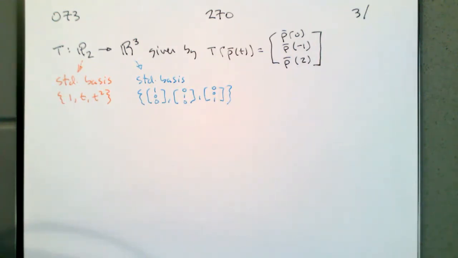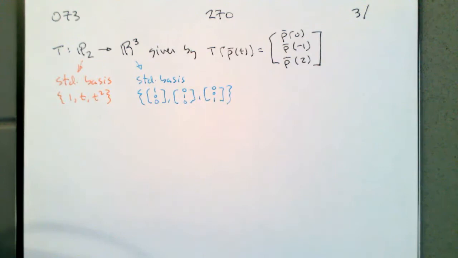Our standard basis for P2 is still 1, t, and t squared. Our standard basis for R3 is 1, 0, 0, 0, 1, 0, and 0, 0, 1. Oh, sorry, I read that as rows instead of columns. So in fact, it's 1, 0, 0, 0, 1, 0, and 0, 0, 1. What we want to notice this time is that we're mapping a 3-dimensional vector space to another 3-dimensional vector space.